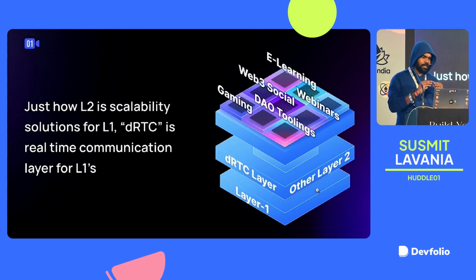Just as Polygon and others are scalability solutions for layer ones, DRTC is the real-time communication layer for L1s. What this enables is Web3 social dApps which require live streaming, audio-video calls, or avatars chatting with each other in real time. Those can be possible with this.